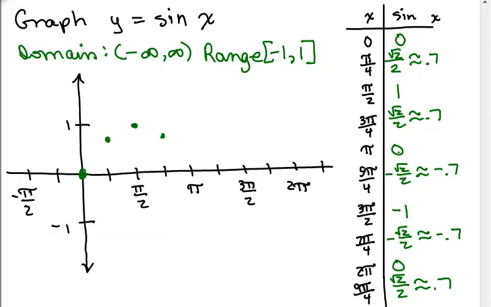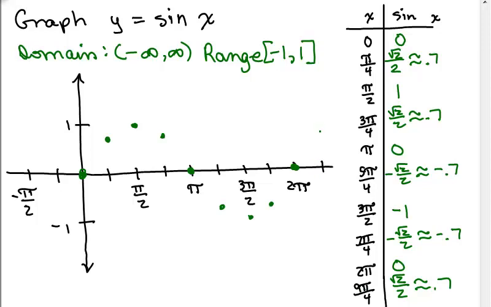Pi, 0. 5 pi over 4, -0.7. So that looks like it's down about here. 3 pi over 2 is -1, about right here. 7 pi over 4 is -0.7. 2 pi is 0. And then 9 pi over 4 was up at 0.7.